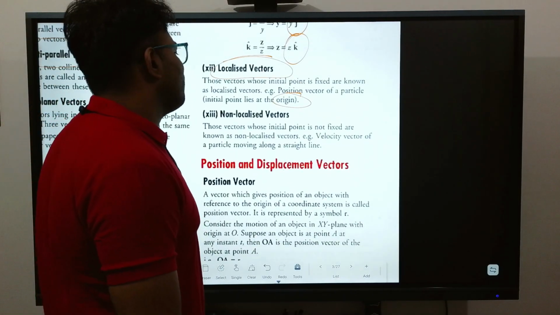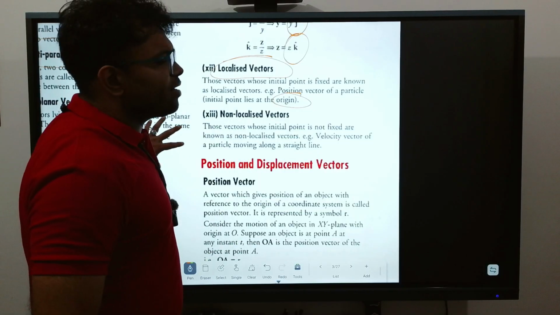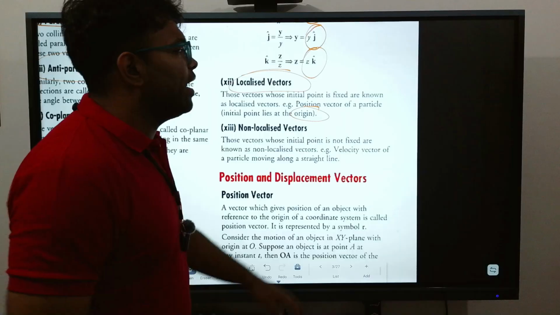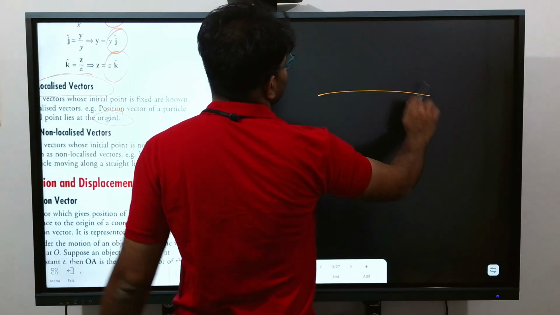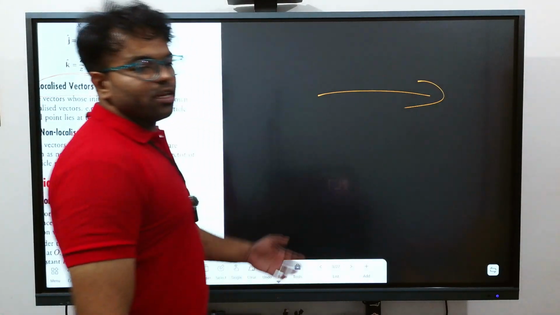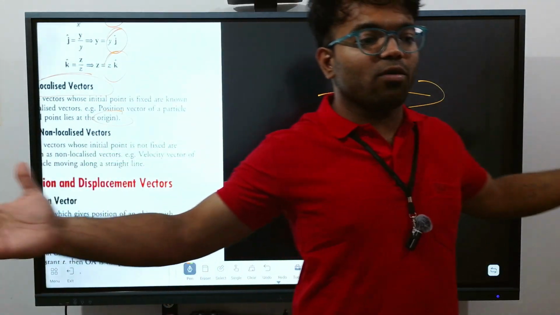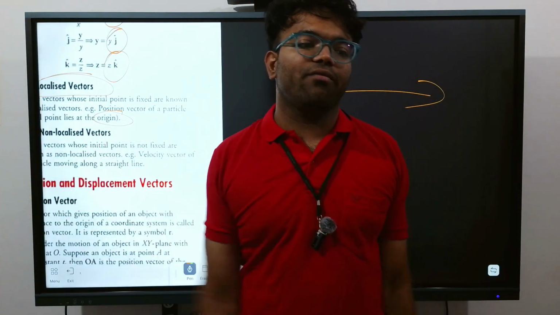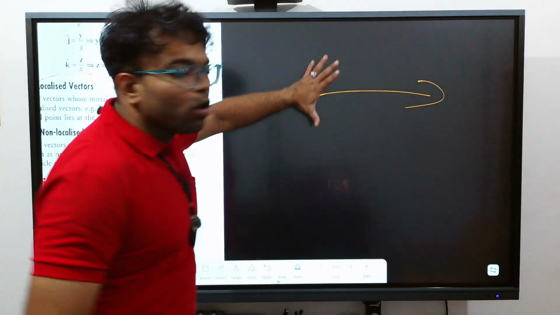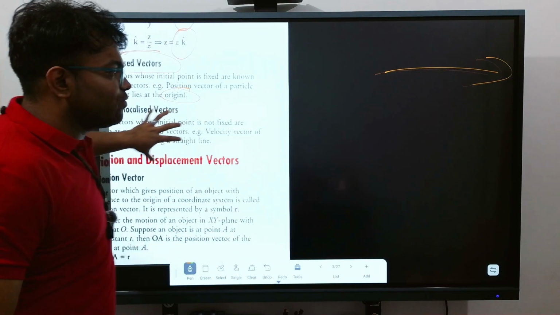Non-localized vectors do not have an initial point. For example, the velocity vector of a particle moving along a straight line. It is moving in a random motion in a straight line. Who knows where it is going, who knows how far it is from somewhere, nobody knows. So this is a non-localized vector.